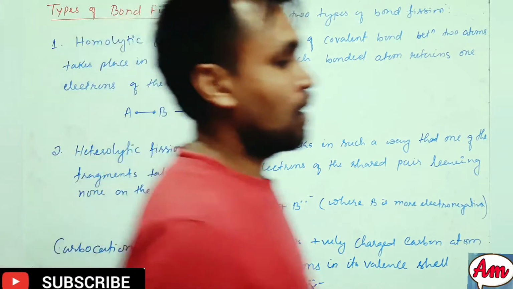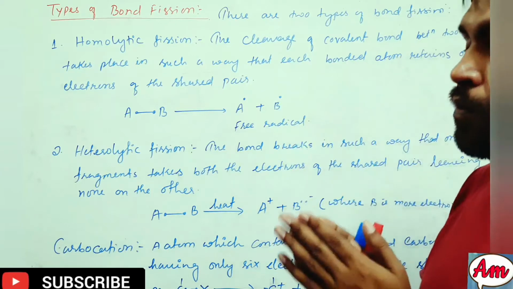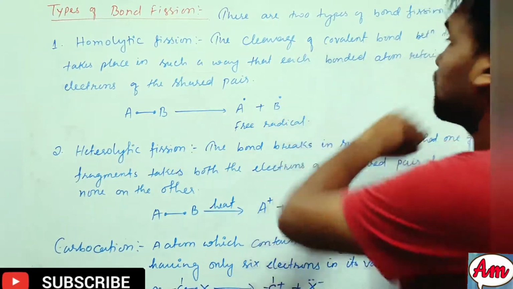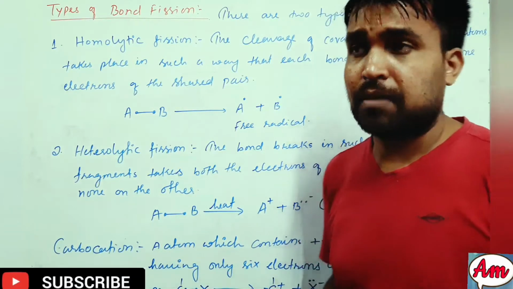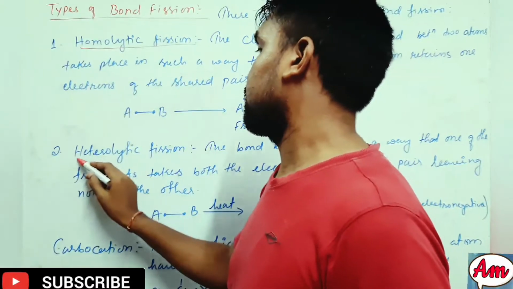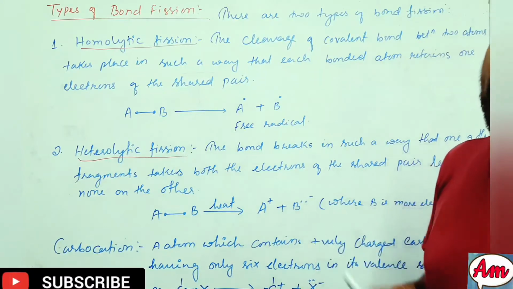Okay, dear students, now we are going to do types of bond fission. Bond fission means a type of breaking of bonds. There are two types of bond fission, and these are very important for your board examination. Again, I am telling you, plus for your knowledge also, it is very important in chemistry. All this knowledge you should have.